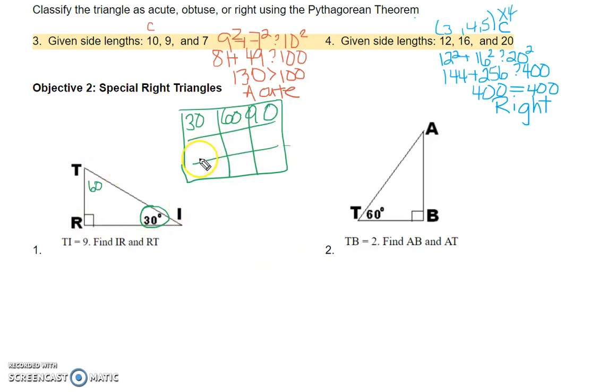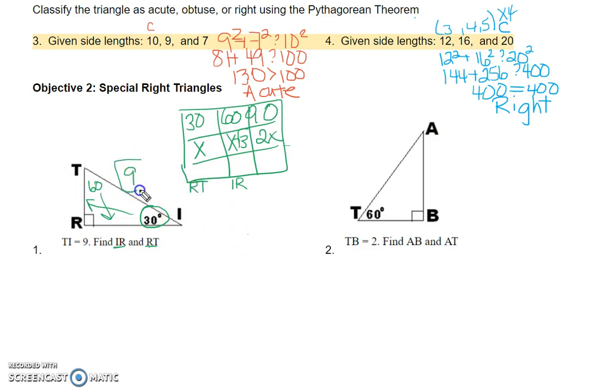Every single 30, 60, 90 triangle is similar. So the second row is always going to be our side relationships. That is x, x square root of 3, and 2x. Now I'm going to look at my problem. I have TI is equal to 9, so I am going to write that in that spot. And I need to find IR and RT. IR is directly across the 60-degree side, so this is going to represent IR. And I need to find RT, which is directly across the 30-degree side. This is going to be RT.